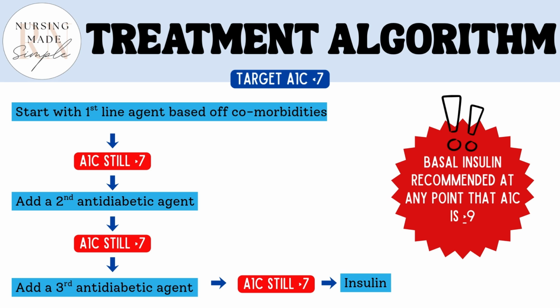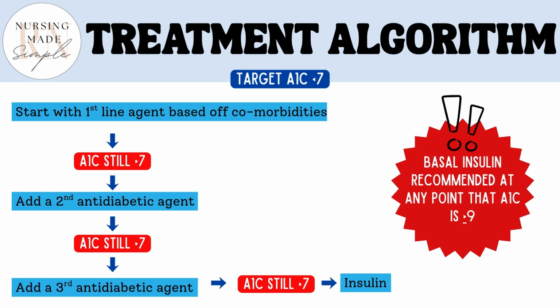Okay, so let's go into the treatment algorithm, which we kind of just talked about, but we'll dig a little bit deeper into it. So, when we're talking about diabetes, we know that that is a hemoglobin A1C greater than 6.5. Our target A1C is going to be less than 7 because 7 and above is considered uncontrolled diabetes. And of course, we want to keep them in the controlled category.